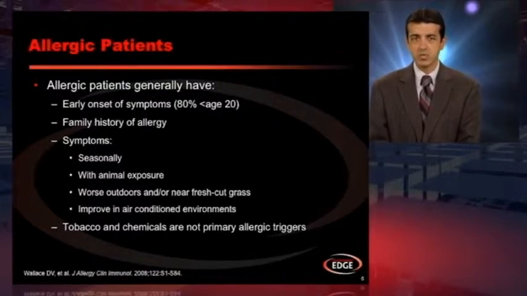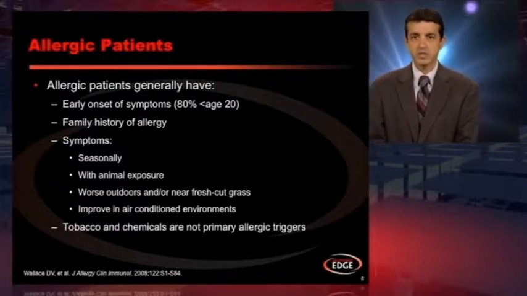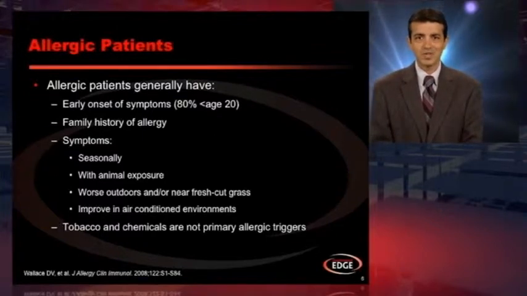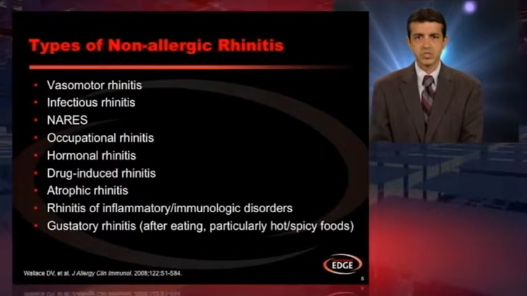The symptoms, the frequency is important. Is it seasonal? Is it perennial? What happens after certain exposures, such as animals? Is it worse indoors, outdoors? All of these factors contribute to identifying the underlying triggers and potentially the correct diagnosis. What happens around chemicals, environmental tobacco smoke, since these are not primarily allergic triggers? What about the types of non-allergic disease, so non-IgE mediated disease?